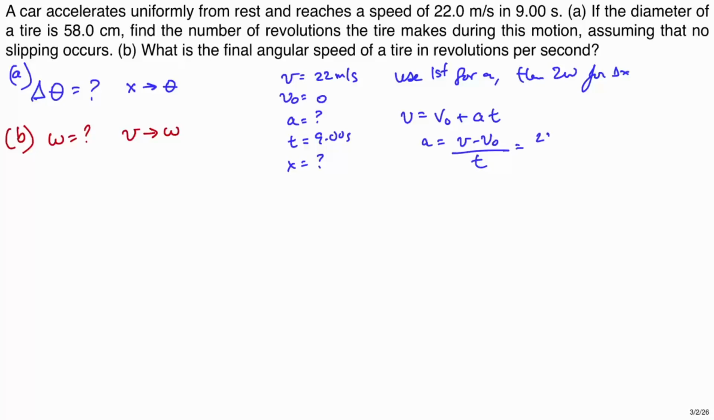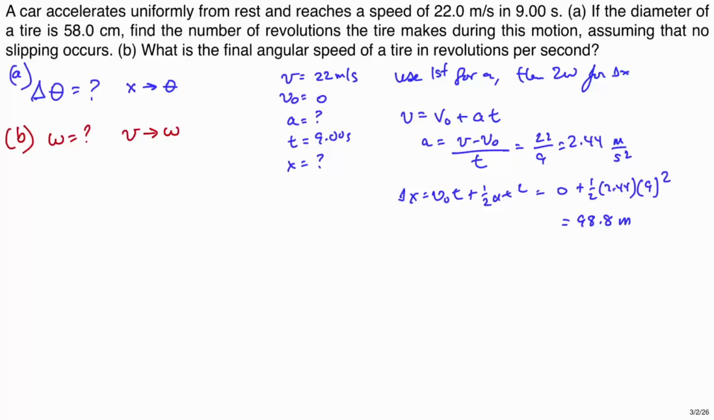That's 22 divided by 9. I got 2.44, is that what you got? Meters per second squared. So now that I have that, delta x is equal to V naught T plus 1/2 AT squared. 0 plus 1/2, 2.44, 9 squared. I got 98.8 meters. Okay, so that's how far the car went in a line.